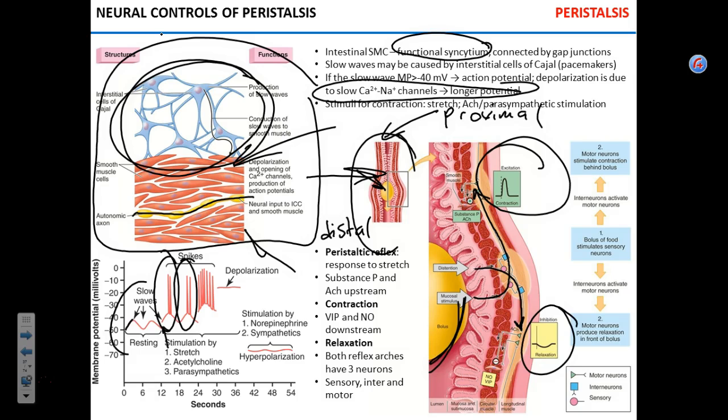Now, what will be the stimuli for contraction? Contraction will be stimulated by substance P or ACh. Substance P is a large molecule neurotransmitter. It's pretty much exclusively stimulatory, and in the CNS it's responsible for the pain sensation. And for relaxation: nitric oxide and vasoactive intestinal peptide, VIP.